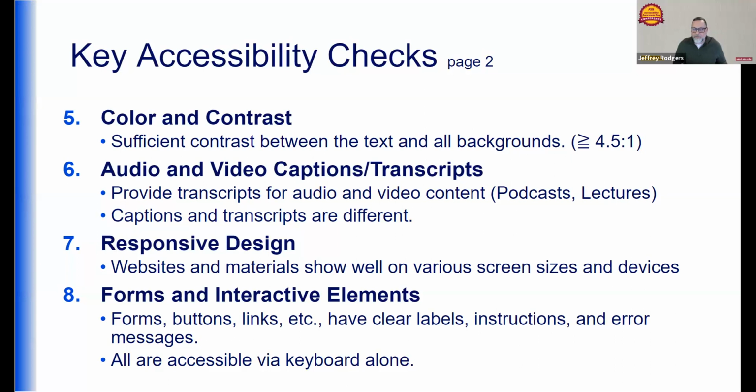Number 8, forms and interactive elements, making sure that forms, buttons, any kind of links, anything that somebody would interact with is going to have clear instructions, identify itself. And if it's a form, or especially if you're going to be submitting an assignment, if you try to submit the assignment and you put in incorrect information, like instead of an email, maybe you just put in numbers, does it give you an error message? Does it tell you that you submitted something incorrectly and allow you to resubmit it?